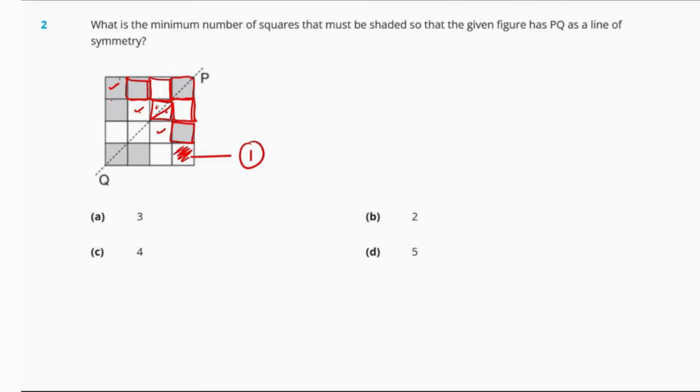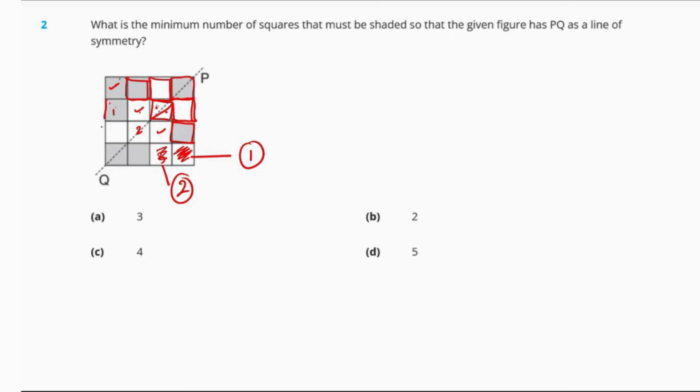Now, next is this one. This 1, 2 and 3. So this square is unshaded and this is divided into two halves. So this is in symmetry. Now talking about these two squares, this one is shaded and this one is unshaded, right? So we need to shade this one also. So let's count this as well.